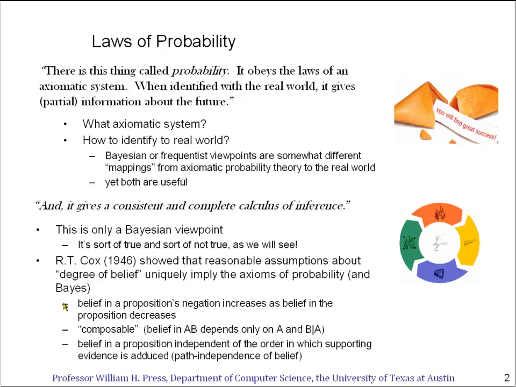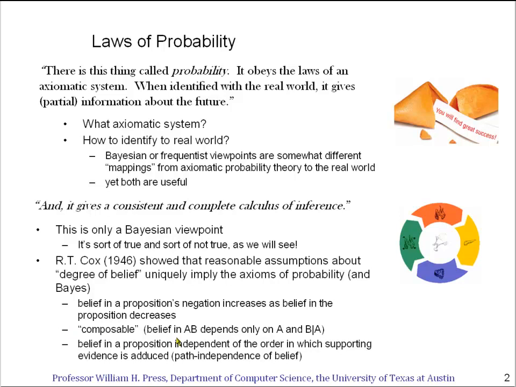So Cox's three reasonable assumptions were, first, that if I believe more in a proposition's negation, that something is not true, then I should believe less in the proposition itself. In other words, the negation and the proposition should move in opposite directions with degree of belief in the one or the other. The second reasonable assumption that Cox introduced was that belief should be composable.